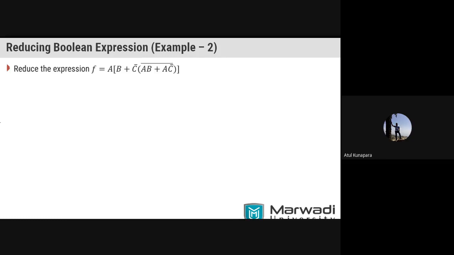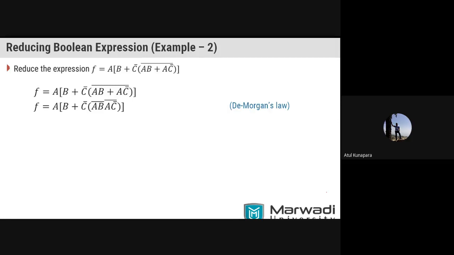Okay, so let us see the steps of solving this. Starting with the function given, the first step we have applied is to break the line and change the sign. That is the De Morgan rule. You can see here in this part, we have broken this line and changed this sign, right? So it is made into a dot here, and this bar is divided between AB and AC bar, right?